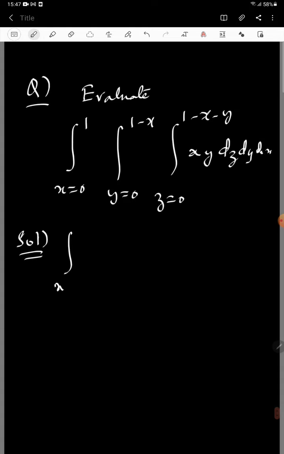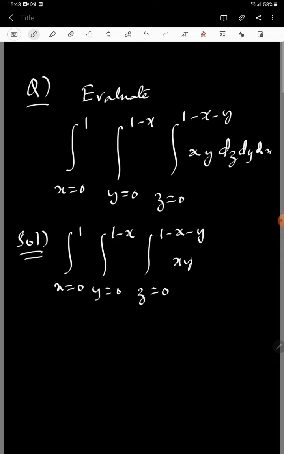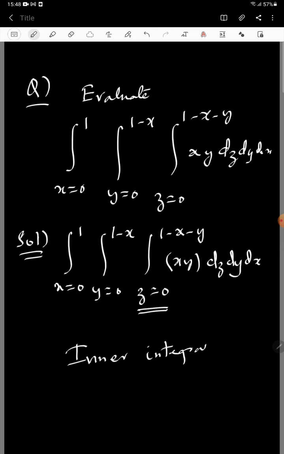So integral x is equal to 0 to 1, integral y is equal to 0 to 1 minus x, integral z is equal to 0 to 1 minus x minus y, x into y, this is the integrand which I said in an earlier video, dz, dy, dx. So the inner integral is z, after that outside is y, after that the outermost is x. So we need to go first for the innermost integral, and the innermost integral is z.